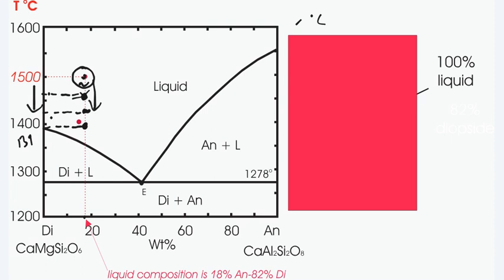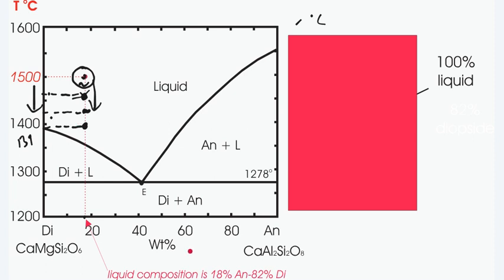Will it crystallize there? Because the melting temperature of diopside, 1392 degrees, is for pure diopside. If you have a liquid or magma that only contains diopside, then it will crystallize at 1392 degrees. But now that we have added some anorthite to it, its temperature will be lowered.